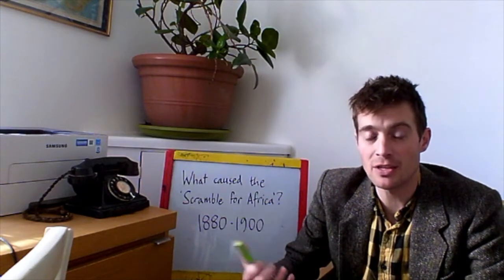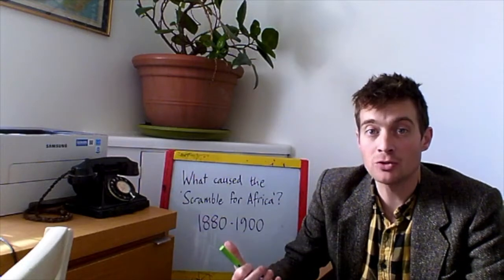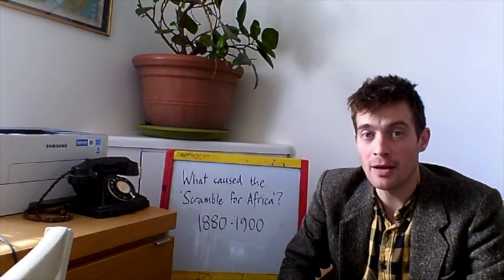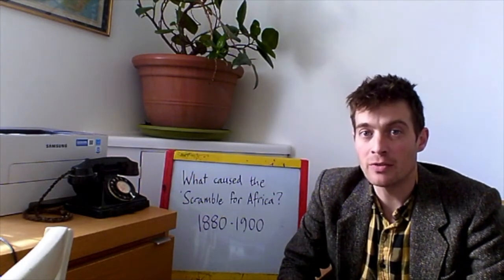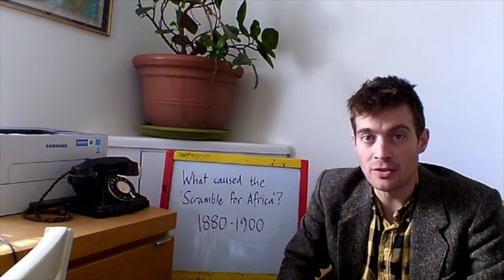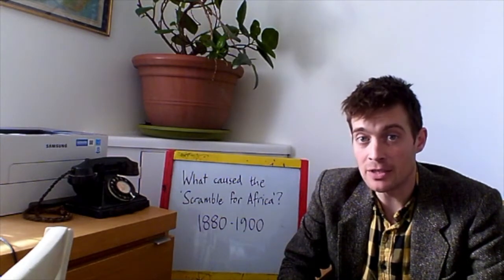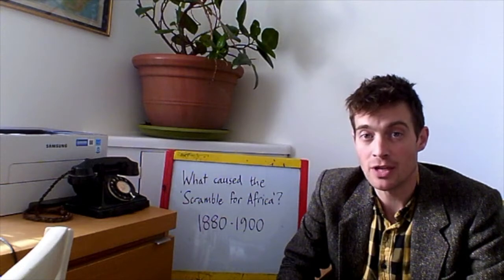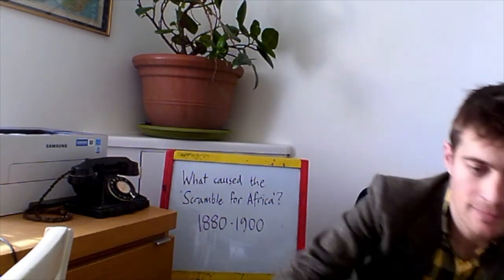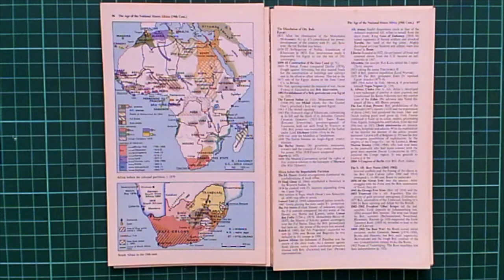So at the same time that the British Raj was in effect in India, Britain was also taking over large swathes of the African continent. What today's lesson is going to be about is why did that huge change take place? So if we have a look at a couple of maps first of all, these will give us an insight into the absolutely massive change that took place in Africa between 1880 and 1900.